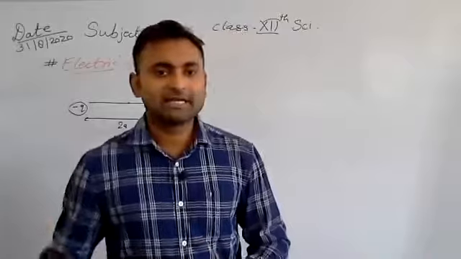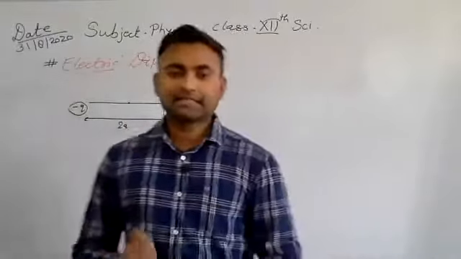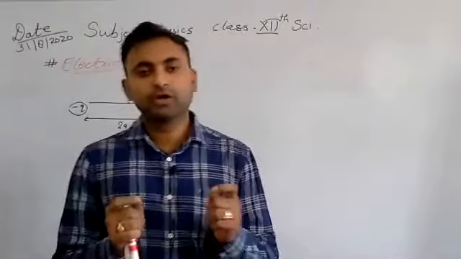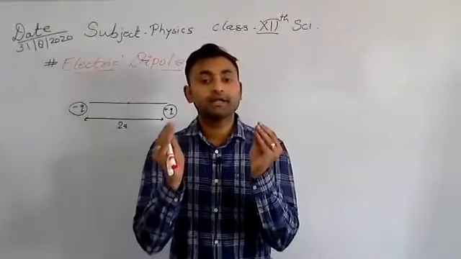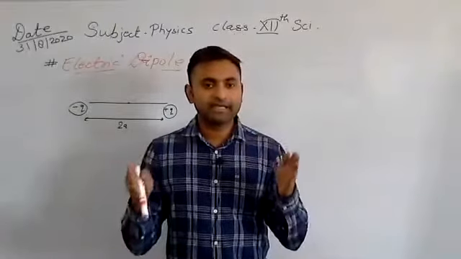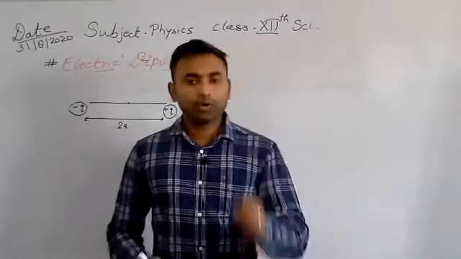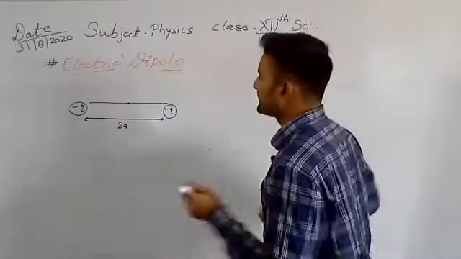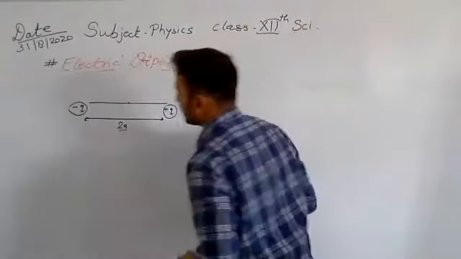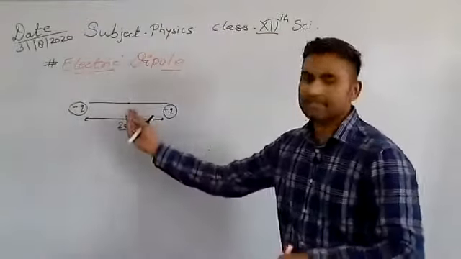We were saying in the last class, what is an electric dipole? An electric dipole is a system of two equal charges but opposite in nature, separated by a finite distance. And that distance is called what? Dipole length. Here the dipole length, by convention, we write as 2a. Why? Because we have the dipole center.